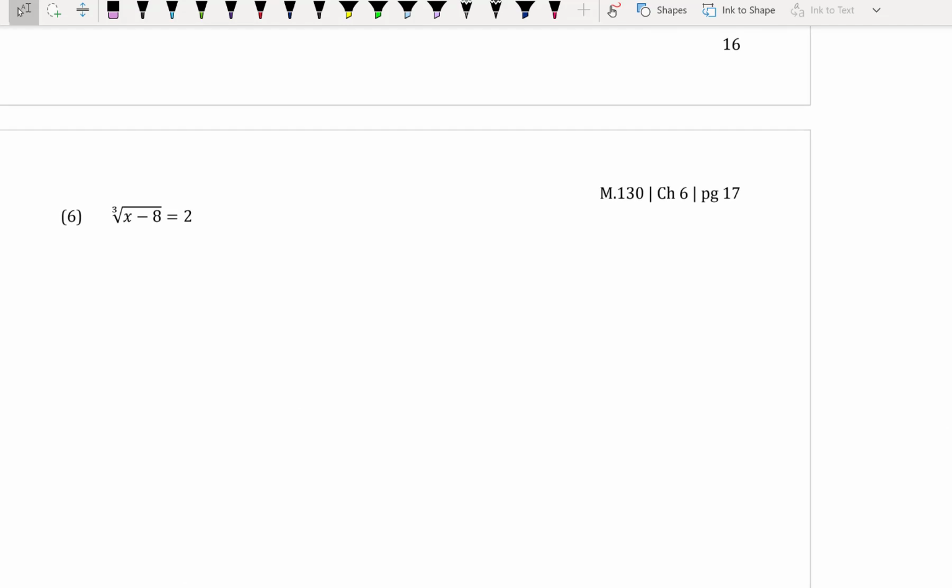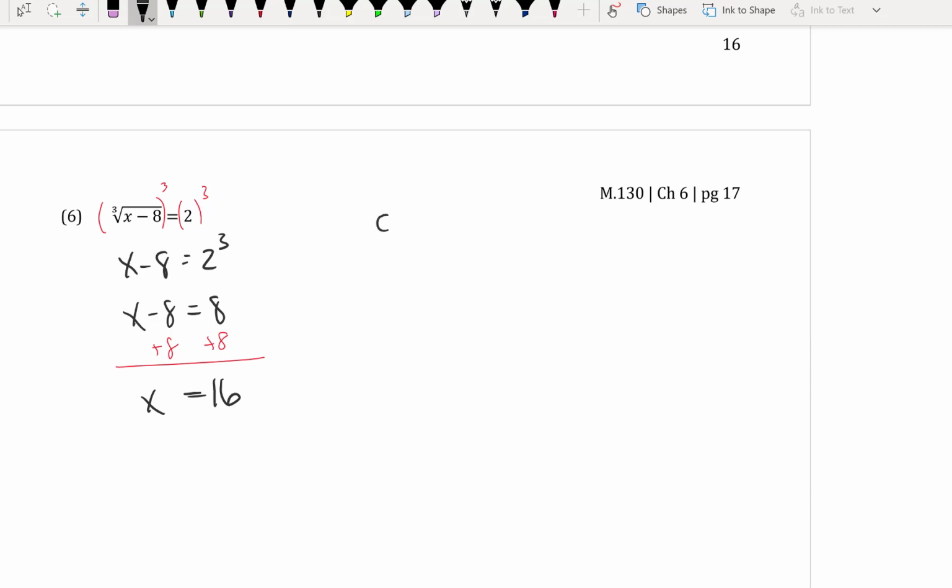Now, what's different with number 6 is that our index is different. Our index is 3, but that just means we raise everything to the third power. So now I have that the third root and the third power cancel, so I'm left with x minus 8 is equal to 2 to the third power. But I know that 2 to the third power is just 8. So I'm going to add 8 to both sides so that x is equal to a positive 16.